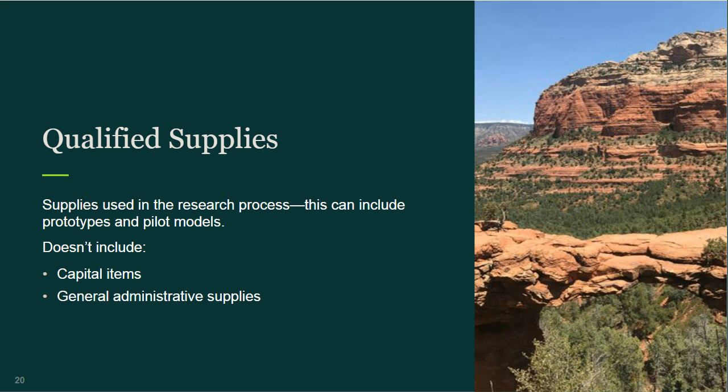It doesn't include capital items. So if you buy a piece of equipment off the shelf, for example, that's going to be used as part of a new manufacturing process that you're implementing at a new facility, the off-the-shelf equipment would not be eligible as a supply. However, the process itself could qualify, and you could have qualified labor and contract research related to it. But it does not include items where the R&D work's already been done and you're purchasing an off-the-shelf item. And it doesn't include general or administrative supplies.